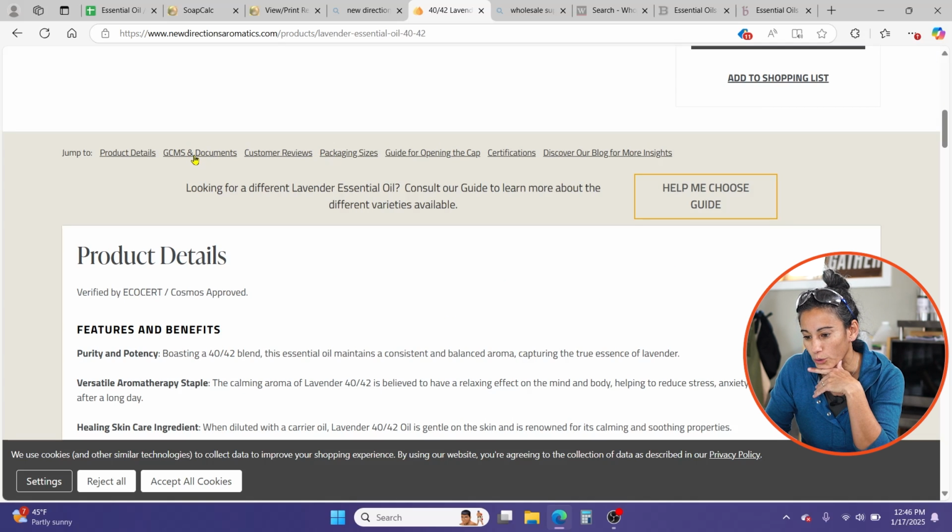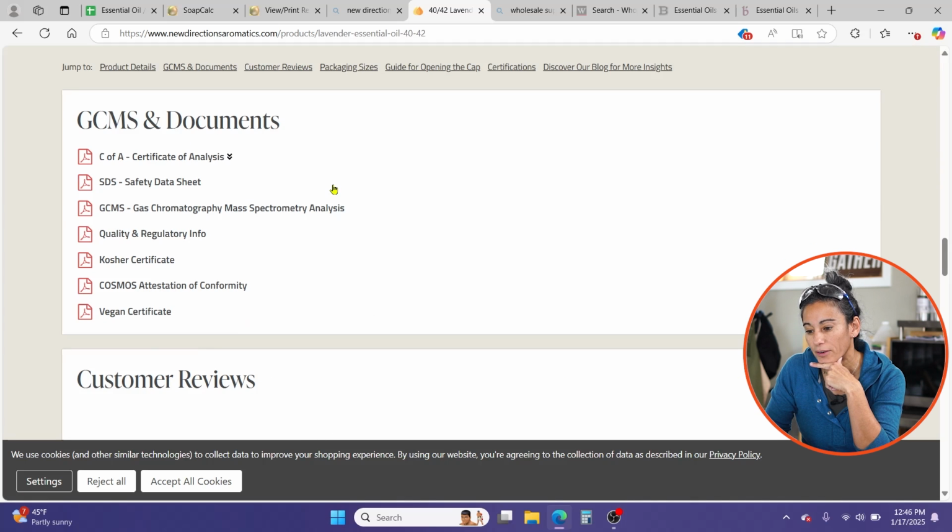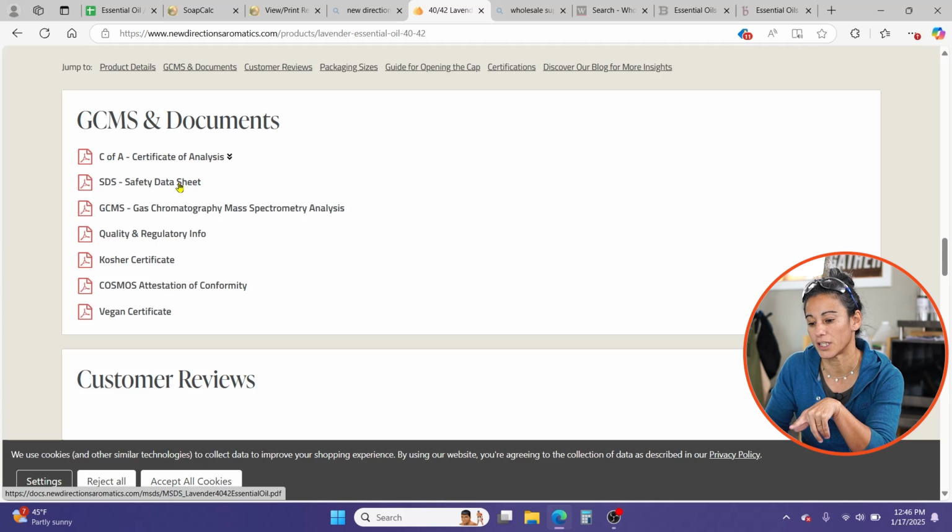And I want to go to GCMS and documents. So down here, these are all the documents related to Lavender 4042. And there's a lot of information in here. And I recommend you actually look at all of this because it's all very interesting. There's the certificate of analysis, the safety data sheet. The one that we are looking for here is the quality and regulatory info.